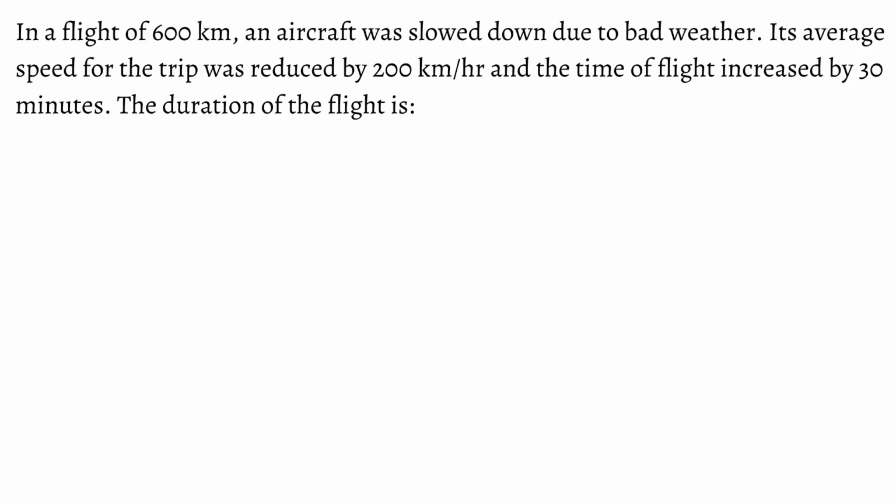In a flight of 600 kilometers, an aircraft was slowed down due to bad weather. Its average speed for the trip was reduced by 200 km per hour and the time of flight increased by 30 minutes. The duration of the flight is, let's say here, the duration of the flight to be x hours. Then the speed was reduced by 200 kilometers.